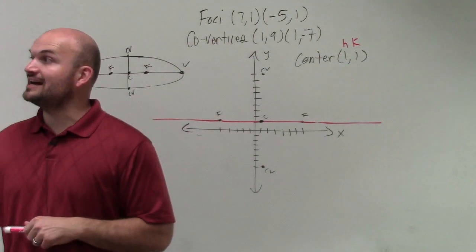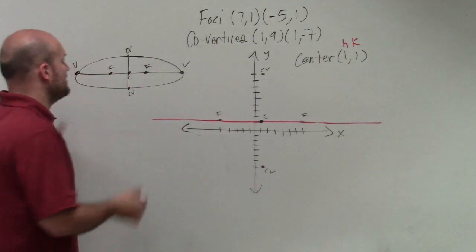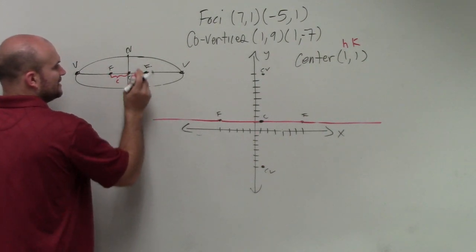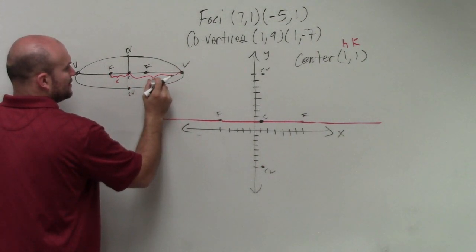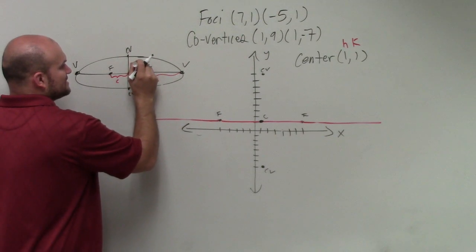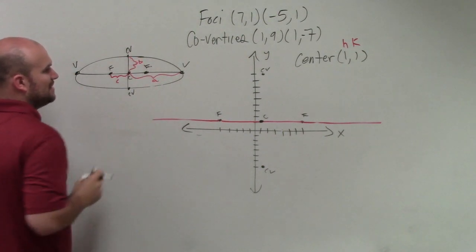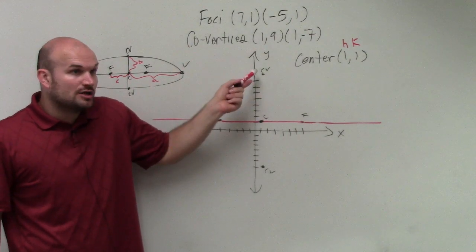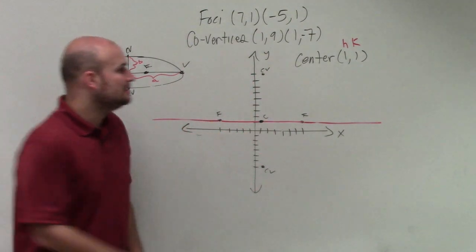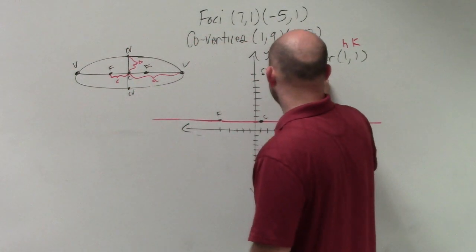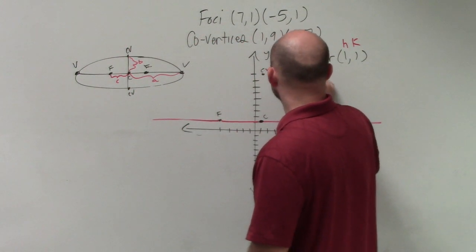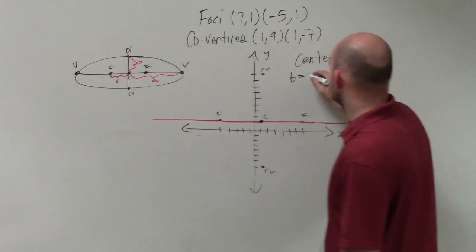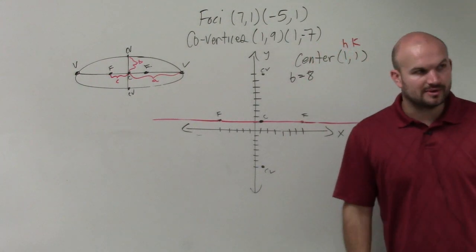The next thing is find the values for a and for b. Remember, the distance from your center to your foci was c. The distance from your center to your vertice was a. And the distance from the center to your co-vertice was b. Well, what information do we get? We're only given foci and co-vertices. So let's find that information. So we can say that b is going to equal 1, 2, 3, 4, 5, 6, 7, 8. b equals 8. Would everybody agree?